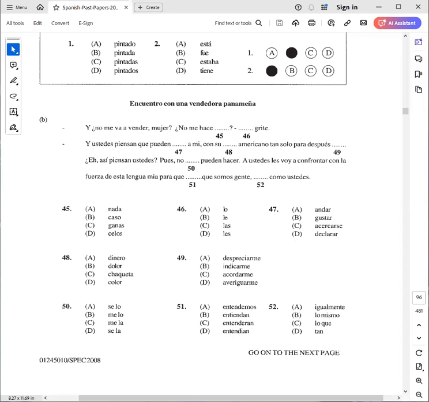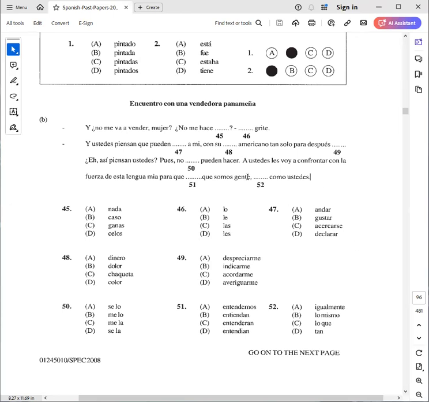And number 50. Así piensan ustedes. Pues no, 50, no me lo pueden hacer. A ustedes les voy a confrontar con la fuerza de esta lengua mía. Para que, usually para que requires a subjunctive. So let's see. Para que entiendan que somos gente. And 52 we have igualmente como ustedes.